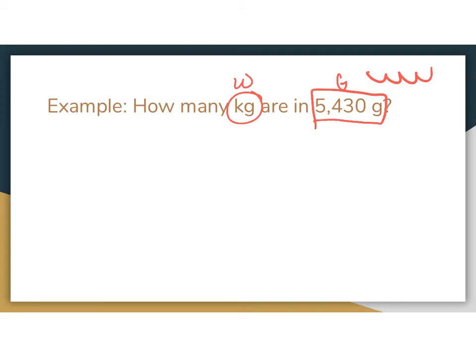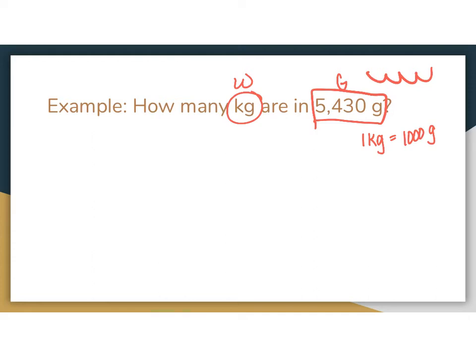So we need to look at our wanted and our given and figure out a conversion factor. So as I showed you in the last slide, corrected for you, we know that in 1 kilogram, there is going to be 1,000 grams. All right, and we're going to use this conversion factor in our dimensional analysis grid.